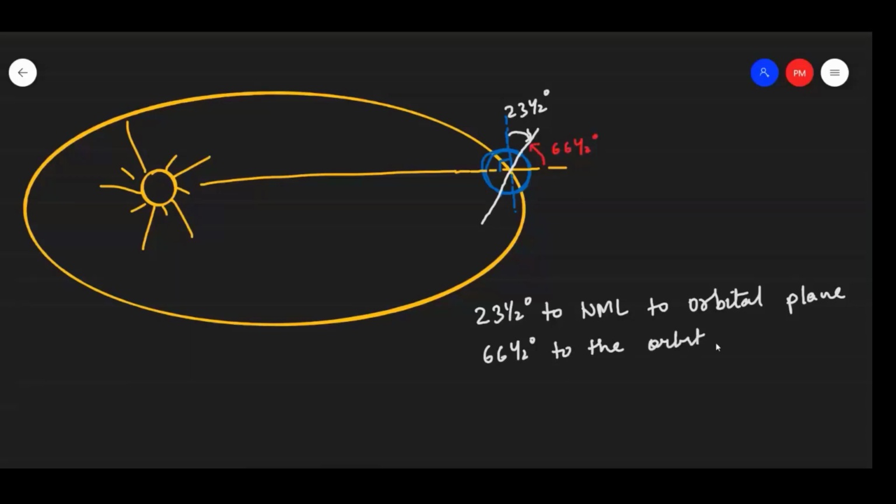In exam I've seen this question, either 23.5 degrees asked or 66.5, and it's an important question. So such is the tilt of the Earth's axis.